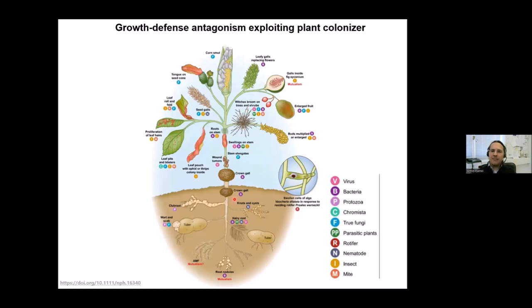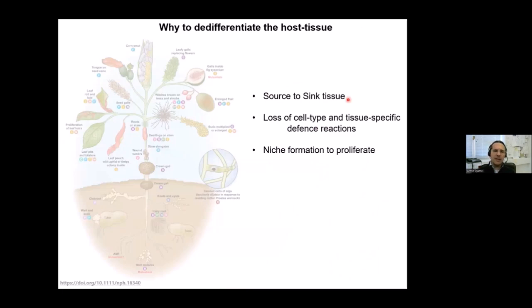So there are many, many pathogens, and this is just the classes: viruses, bacteria, protozoa, chromista, true fungi, parasitic plants, rotifers, nematodes, insects, mites, which cause galls and tumors on plants. And the reasoning behind could be that, on one hand, they create a sink tissue where sugars are flowing in because these galls are no longer photosynthetically productive. They are sink tissues like roots where the sugar flows to.